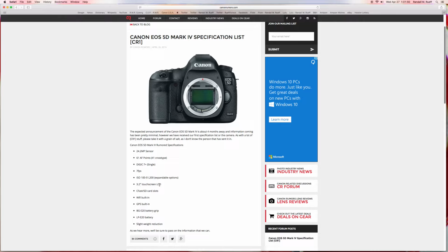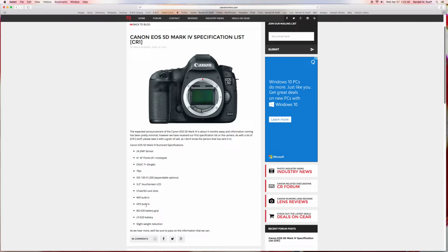3.2 inch touchscreen LCD. A CFast and an SD card slot. So whereas the 1DX Mark II has a CFast and a compact flash, this has a CFast and an SD card slot, according to the rumors. We don't know that for sure, but it looks to me, according to this, you got one CFast card slot and an SD card slot. So the idea being there, you don't want to have to upgrade, you can still use your old one. But the CFast is probably going to be faster. Wi-Fi built in. Sounds good.